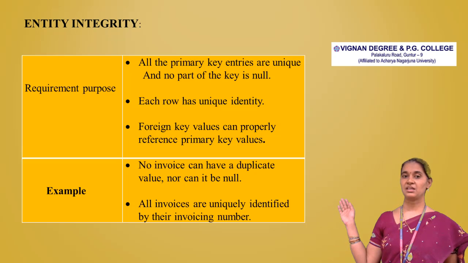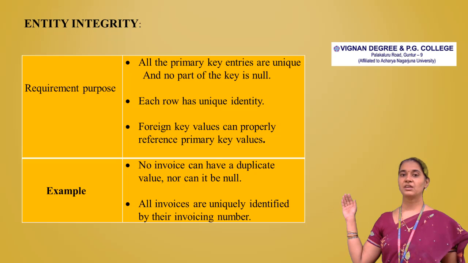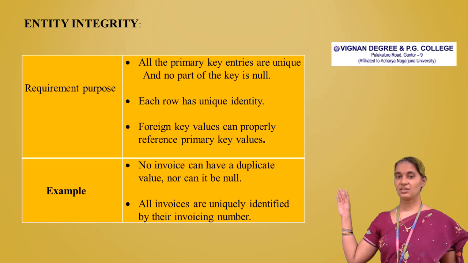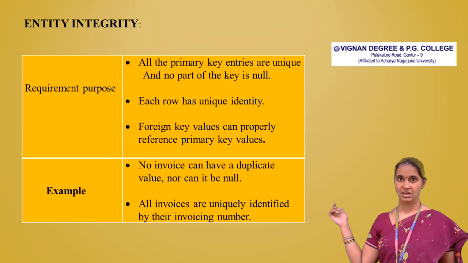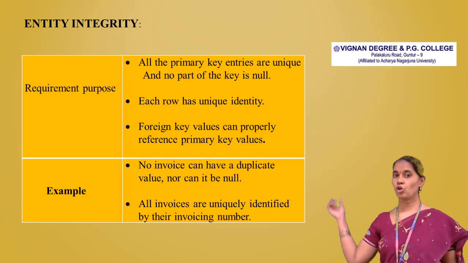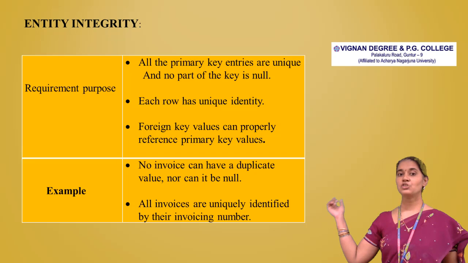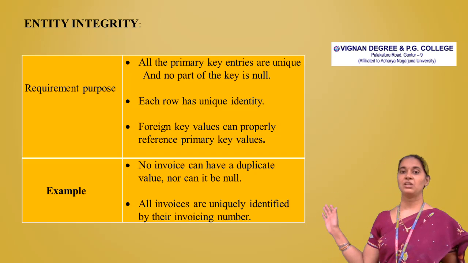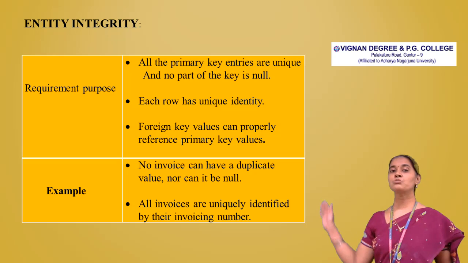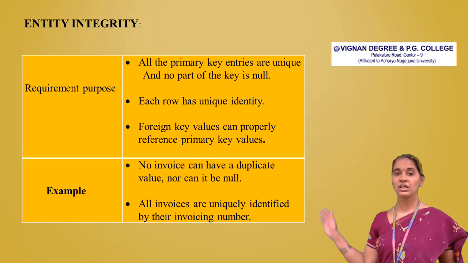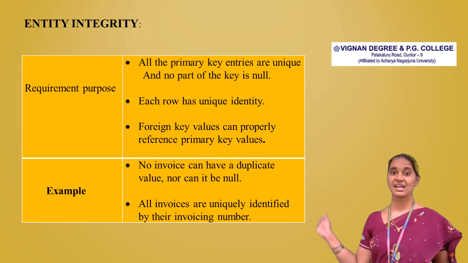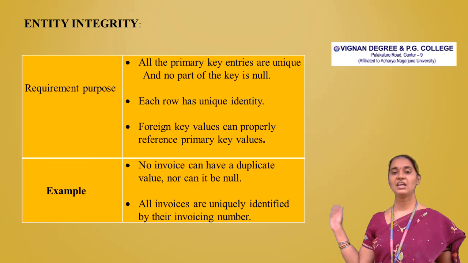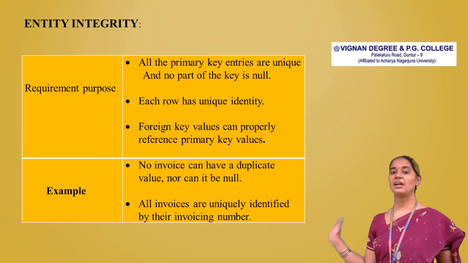All the primary key entries are unique and no part of the key is left null. If I define a particular column as a primary key, that column should always maintain unique values and should not contain any null value. Suppose in the table I define S number as a primary key, that S number should always maintain unique values, that is, no value is repeated and it should not contain null values. Each row is identified uniquely. Each row has its unique identity.